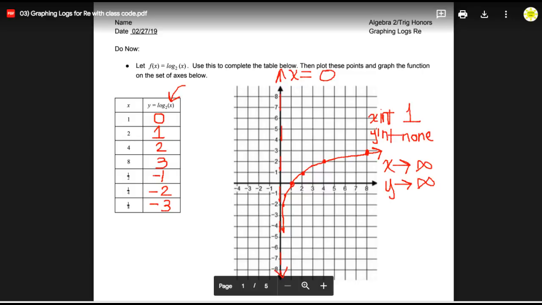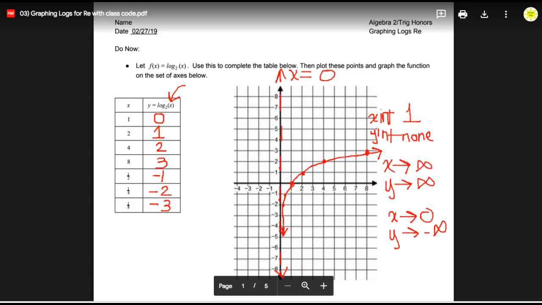Question number 5 asks us to describe the behavior as x approaches 0. So as x gets closer to 0, we need to look at what's happening to this graph. Well, if I follow this and I get closer and closer to 0, I never touch, but you see here my graph is pointing down, right? We have an arrow here. So that means that as I approach 0 for x, y is going towards negative infinity.